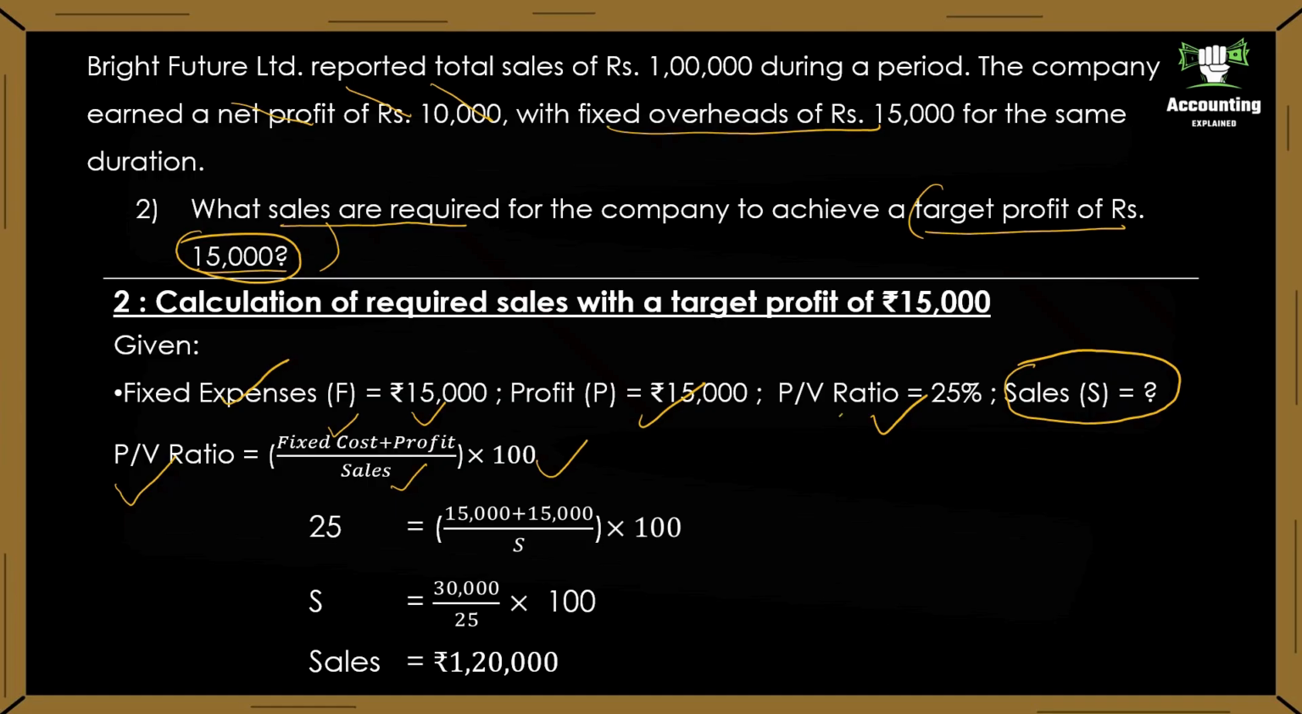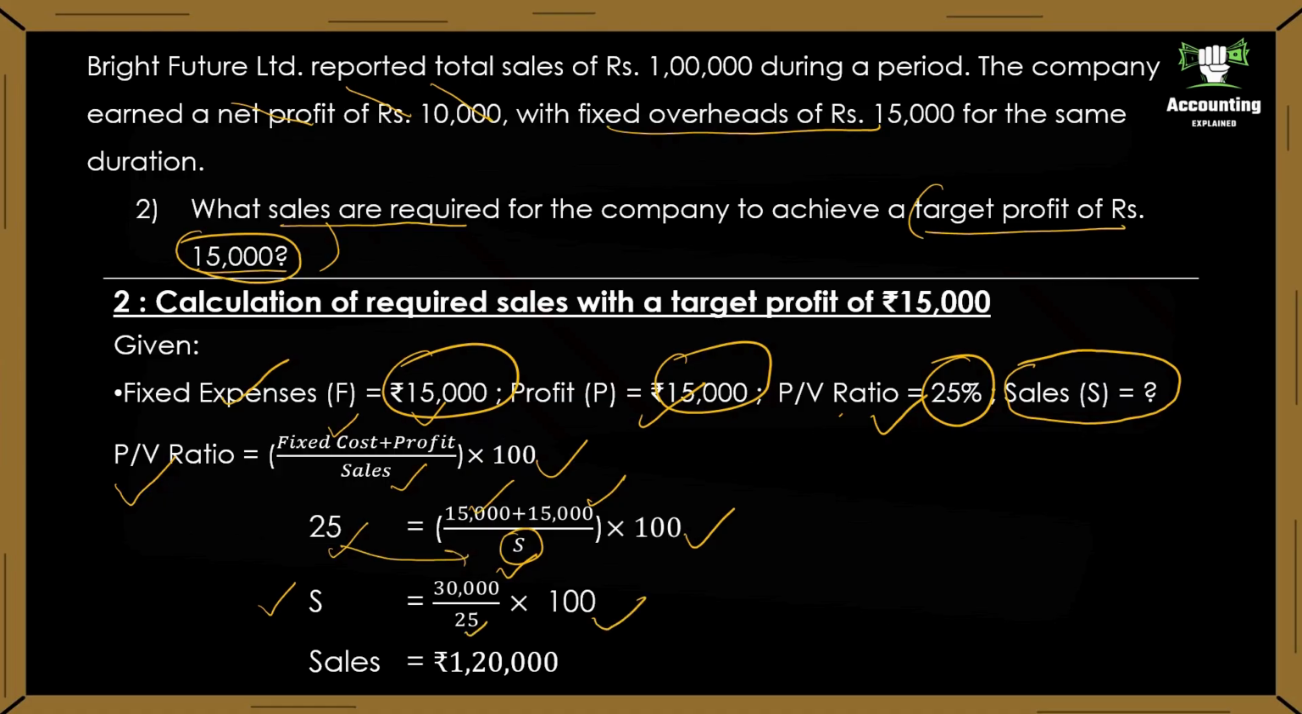P by V ratio is equal to fixed cost plus profit divided by sales into 100. P by V ratio is 25%. Fixed expenses is 15,000. Target profit is 15,000, divided by sales into 100. Sales you take to the left side as S, and 25 you bring down to the denominator. So 30,000 divided by 25 into 100. On simplification we get sales is equal to 1,20,000. This is the required sales with the target profit of 15,000 and with the P by V ratio of 25%.